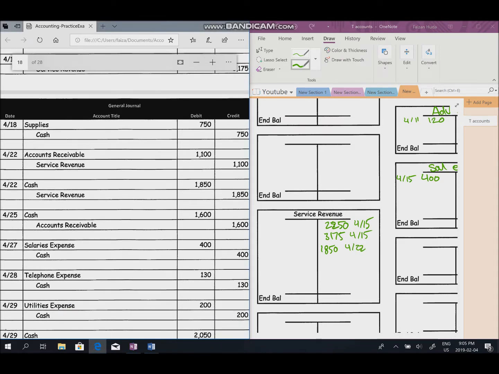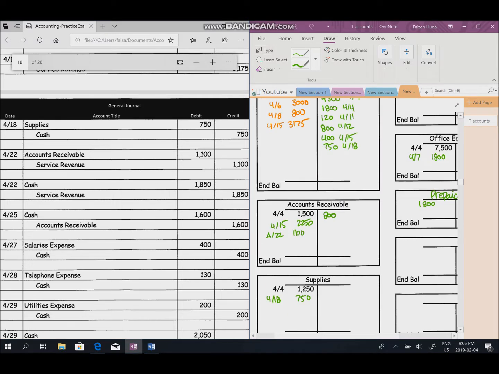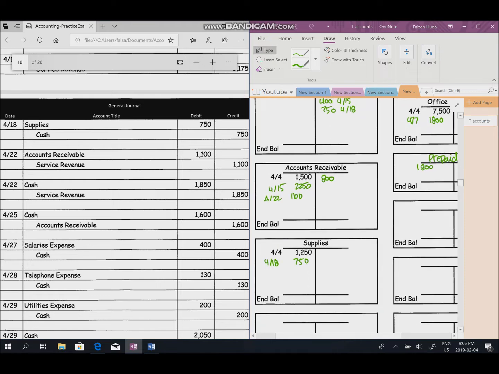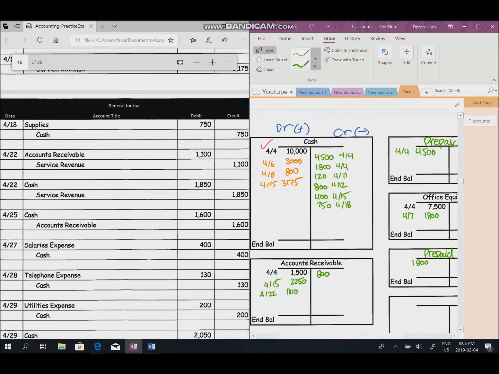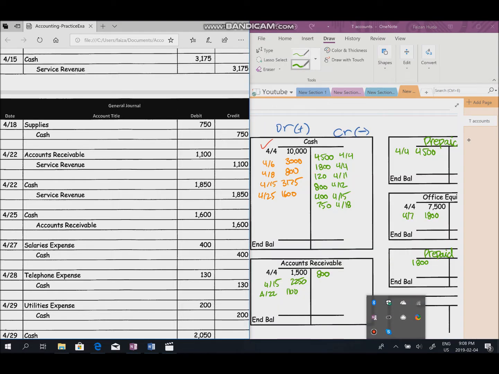Moving onwards, cash. Basically, posting entries to T accounts becomes very easy once you've done your journal entries properly. So I lost my track, so I believe I did cash service revenue. I'm on April 25 now. Yeah, cash. So 1,600 is debit. Could use a different color for cash debit. 1,600 on April 25th. So I debit cash on April 25 as you see over here.